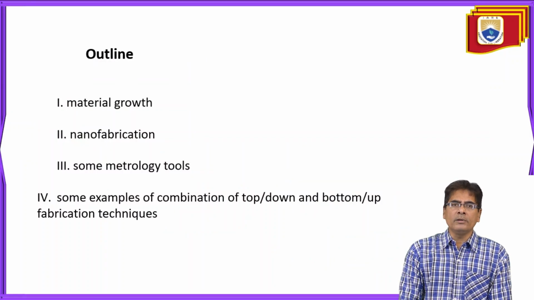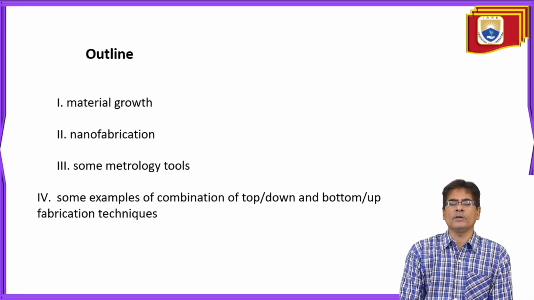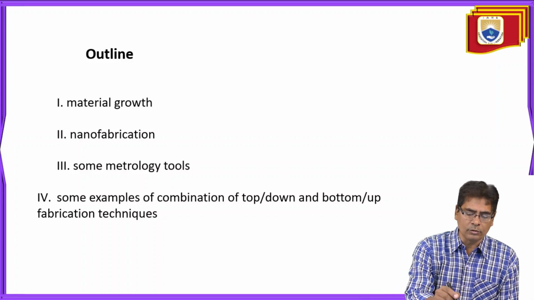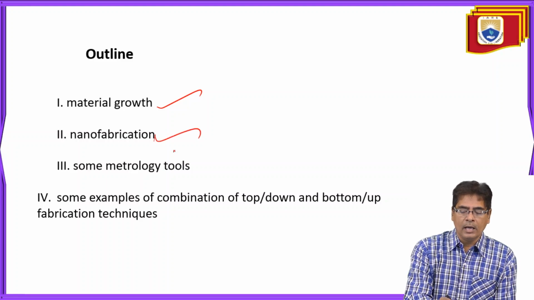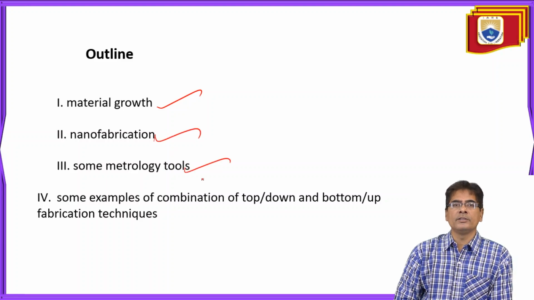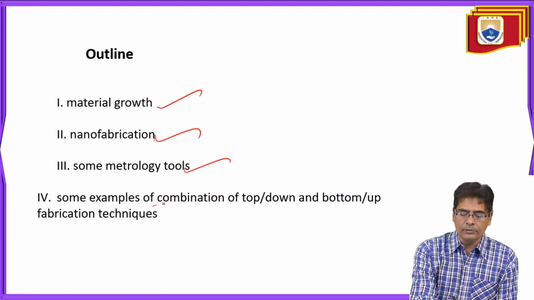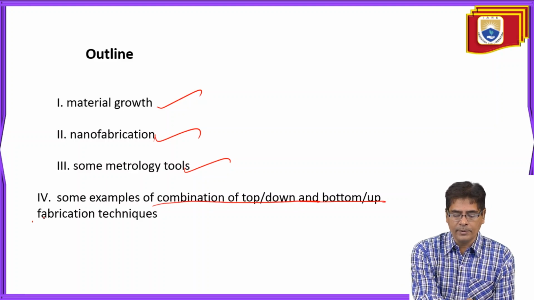So the basic outline is, first we need to understand how the material is grown, and then we go for nanofabrication and some metrology tools. And the fourth one is some examples of combinations of top-down and bottom-up fabrication techniques.